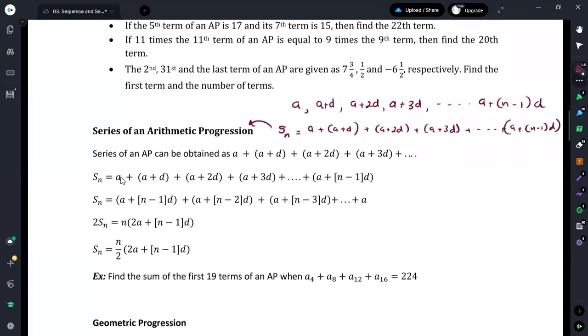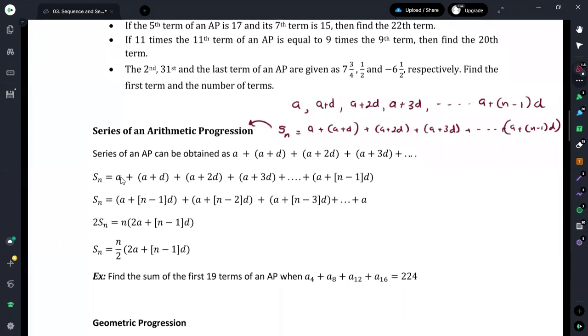Therefore, I am writing the same series in the reverse order. The last term comes first, so the nth term now becomes the first term of the series. Writing it in the reverse way, we have a plus n minus 1 times d, then a plus n minus 2 times d, a plus n minus 3 times d. Likewise, we will get the last term of the reversed series as the first term of the initial series.